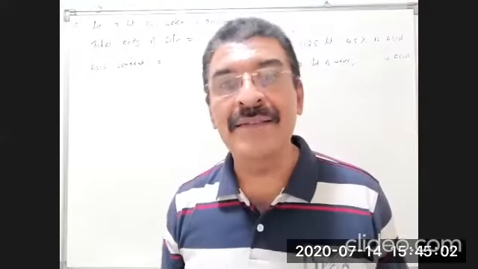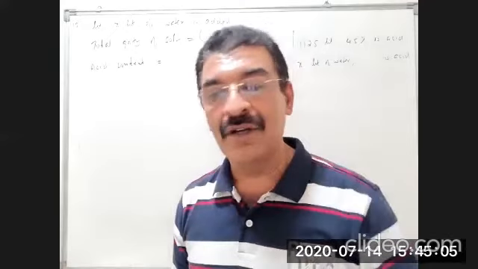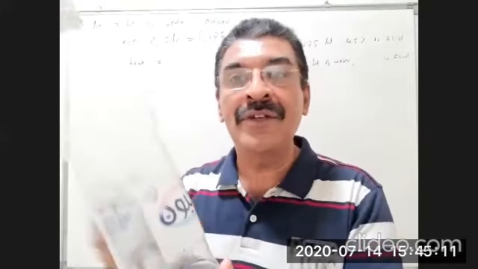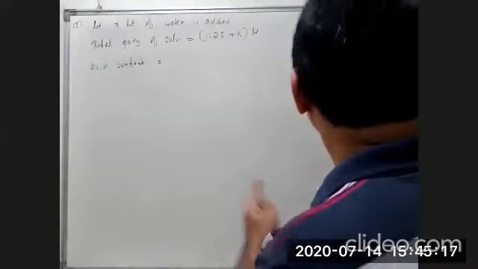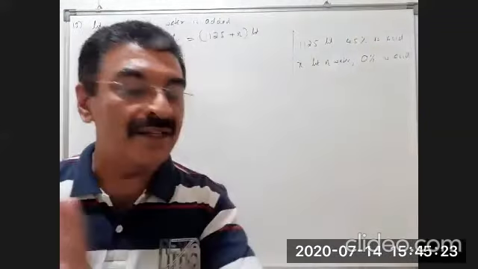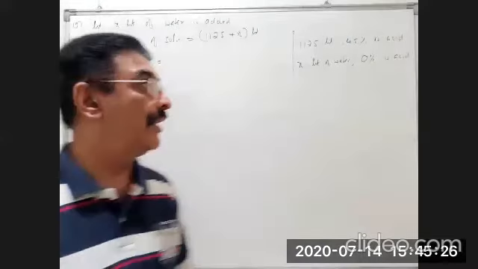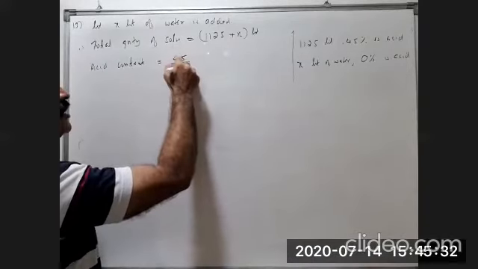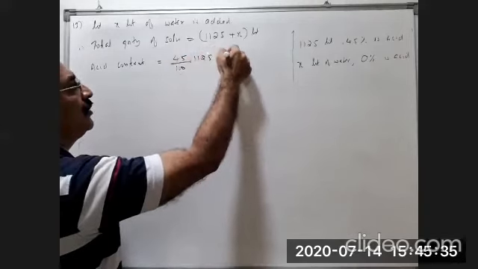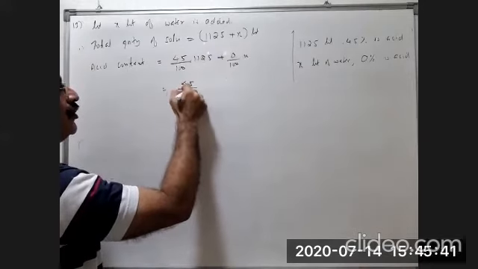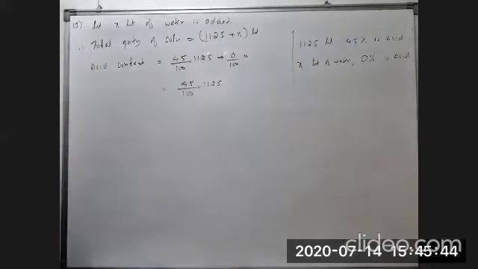In water, if acid content is there, see, you are drinking water. Moya, how much is the acid content here? 0. If acid content is there, it will burn our throat. Water means it is 0%. In water, there is no acid at all. 0% acid. So the acid content is 45 by 100 of 1125 plus 0 by 100 of x. This is 0. So it remains 45 by 100 of 1125. This is the acid content.